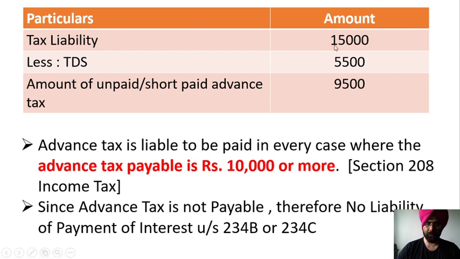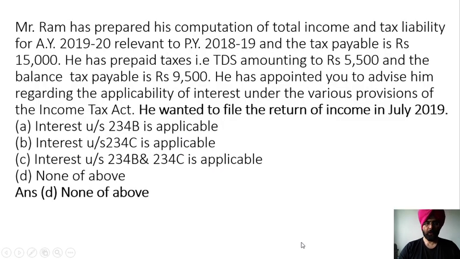So here the tax liability in this case is 15,000. When you reduce the TDS of 5,500, then the net amount unpaid is 9,500, which is less than 10,000 rupees. Because if the advance tax amount is 10,000 or more, then the person is required to pay advance tax, if the tax liability is more after deducting the TDS. Since advance tax is not payable, therefore the interest under Section 234B and 234C is also not payable in this case. Hence, in this case, the correct answer is D, that is none of the above.